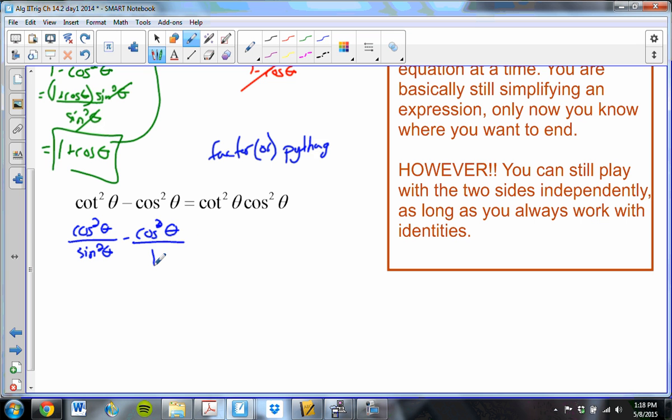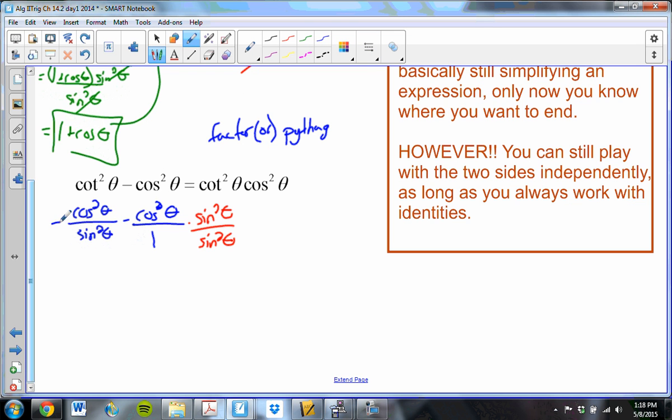So I'll get a common denominator. Because I have fractions, I'll get common denominators, so I multiply by sine squared over sine squared. And that gives me cosine squared. On top I have cosine squared theta minus cosine squared theta sine squared theta over sine squared.